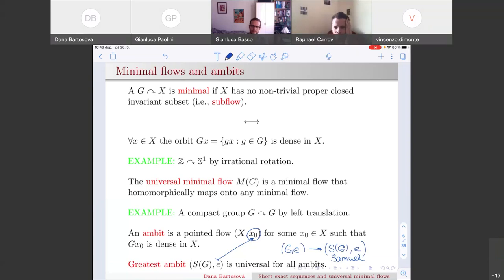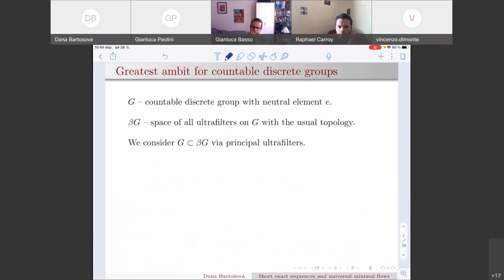Okay. So, as I said, we study this because we know that M(G) lives inside of S(G), and dynamically we recognize it as being a minimal subflow of S(G), so all of those are going to be isomorphic. So now how can these objects look? I was thinking that in this seminar, the best would be to start with countable discrete groups, because there is a nice description of that via ultrafilters.